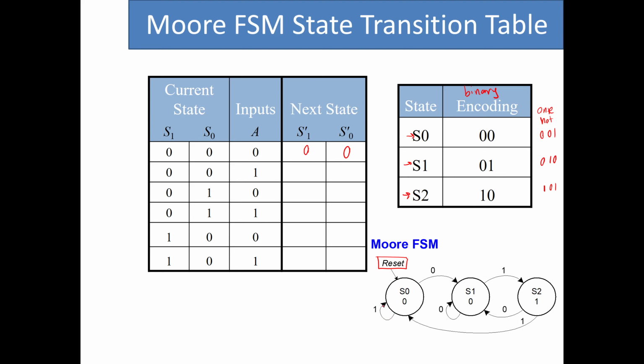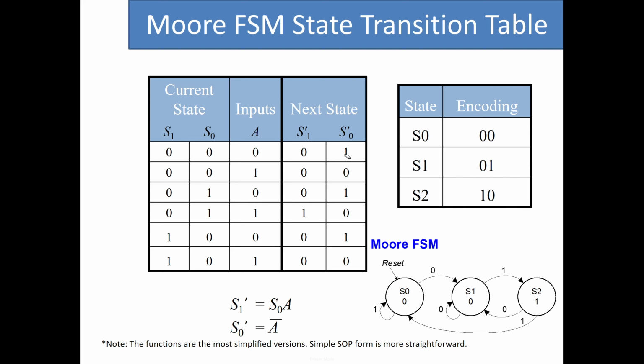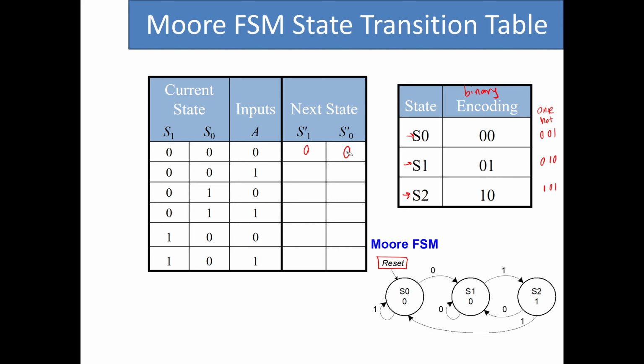Then for this arc, we are at the state 0, or encoded 0, 0. The input is 1, we remain at the state 0. So this one is the state 1, 0, 1, because our encoding for a state 1 is 0, 1. We are at the state 0, 0. The input is 1. So this is this arc. We stay at the state 0.